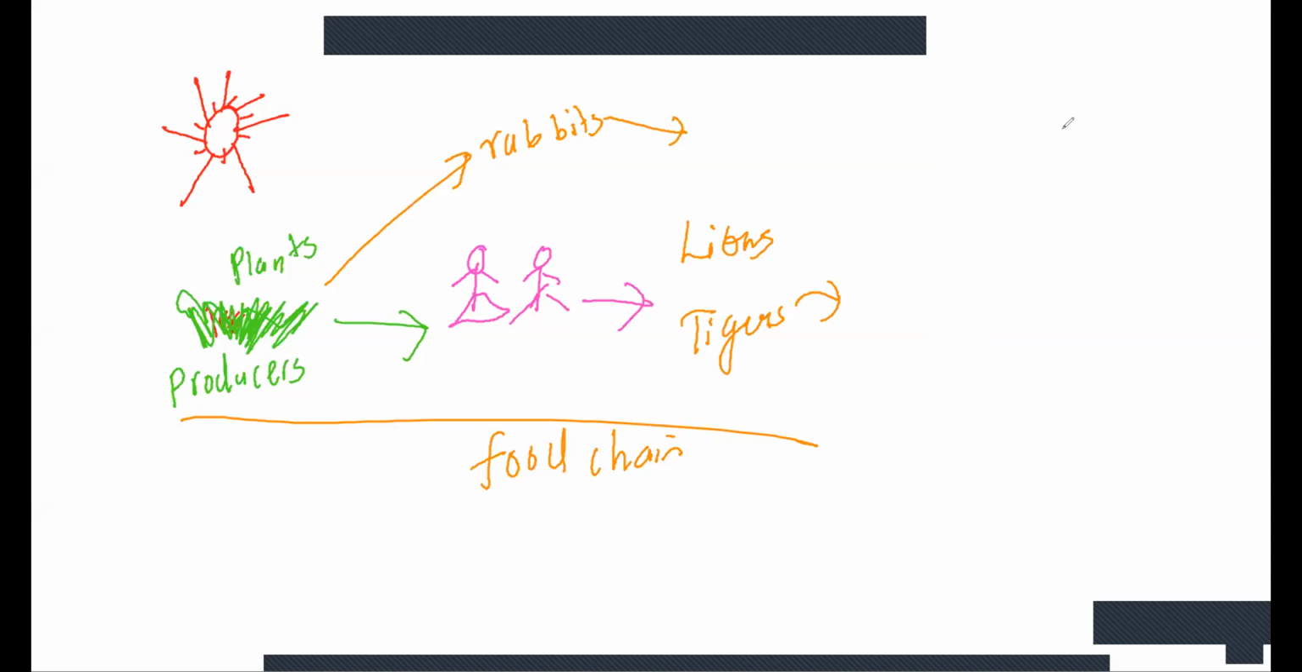I'm sorry. I was just saying plants, those are producers. Plants are producers. And all of us are called consumers. What are we called? Consumers.